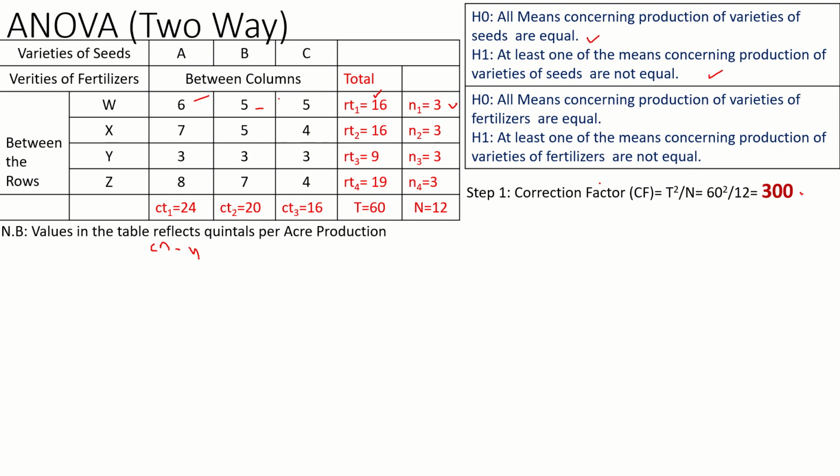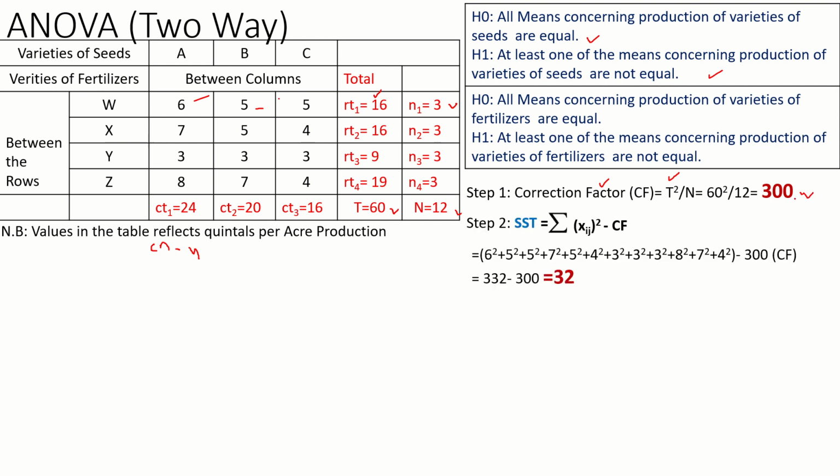So step 1 is the correction factor. What is the correction factor? The correction factor formula is T square divided by N. What is T? This total we have taken: 16 plus 16 plus 9 plus 19. This is T. And N we have found as 3, 3, 3, 3, so this is N. This is the first step that we have seen.